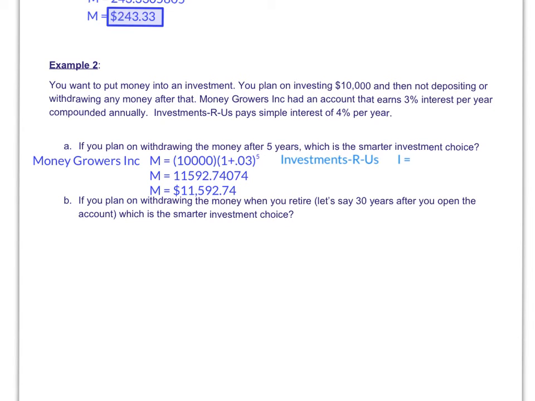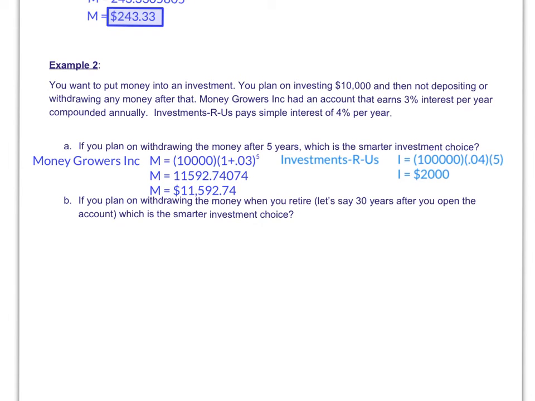Okay, so for Investments R Us, we need to do the simple interest first. So the simple interest is calculated by taking the principal amount, so the $10,000, and then times the rate. In this case, it's 4%, so that's going to change to 0.04, and then the time, which is 5 years. So this will tell us how much simple interest is collected by putting it all in your calculator. So this tells me that I earned $2,000.